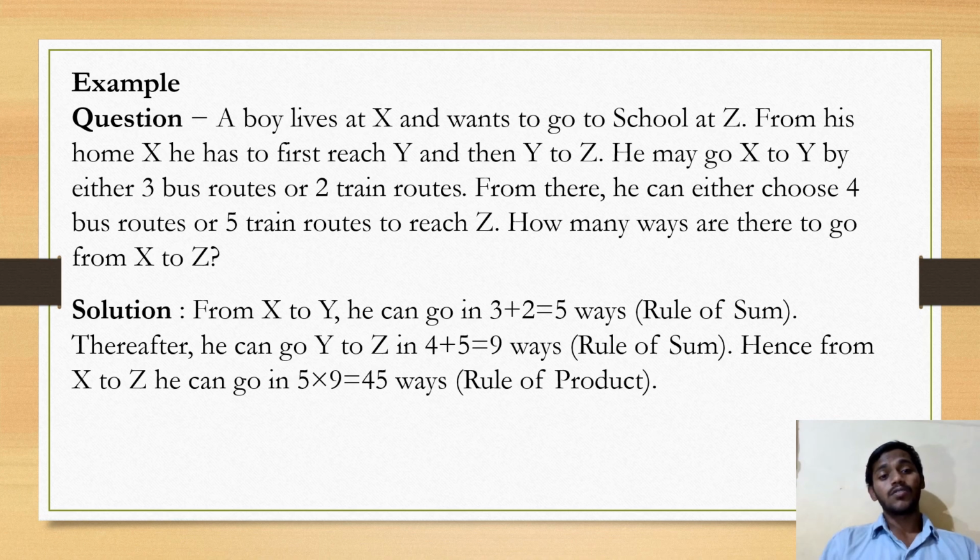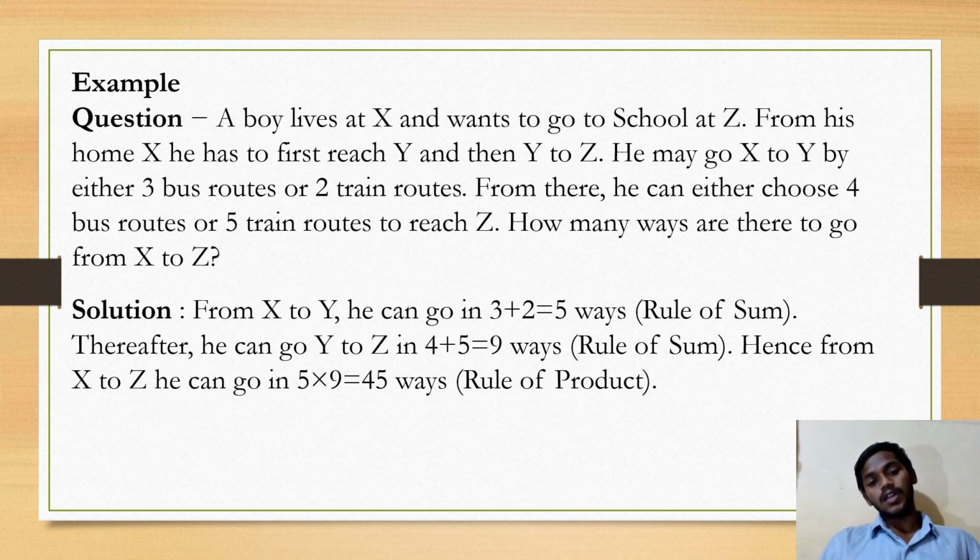Example: a boy lives at X and wants to go to school at Z. From his home X, he has to first reach Y and then Y to Z. He may go from X to Y by 3 bus routes or 2 train routes. From Y, he can either choose 4 bus routes or 5 train routes to reach Z. How many ways are there to go from X to Z?